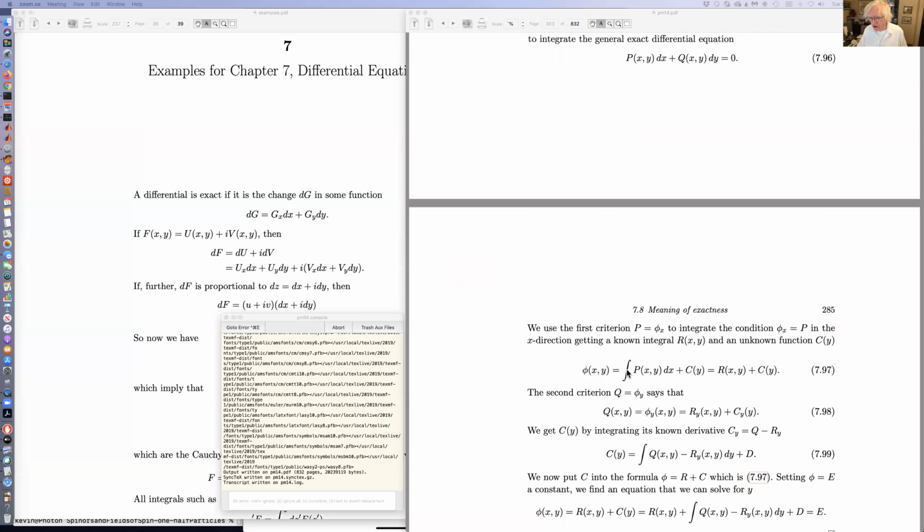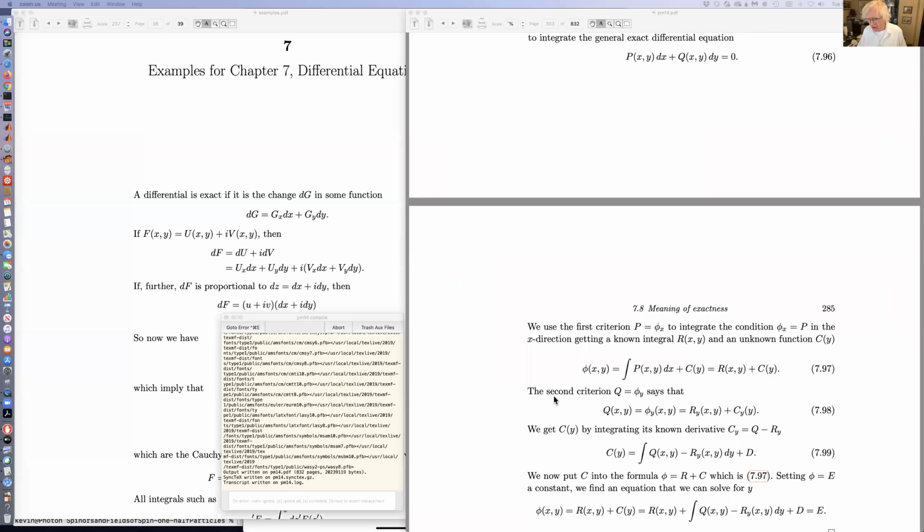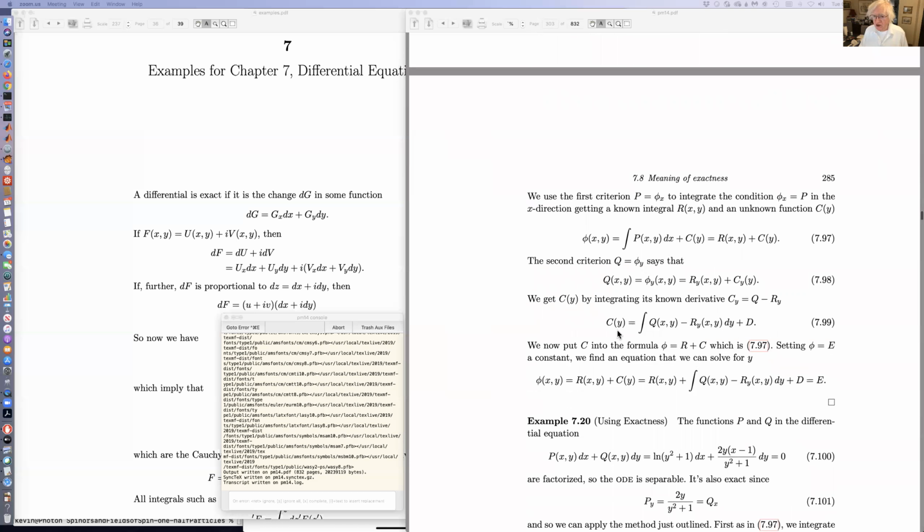We do that integral knowing what p is, and we get phi is equal to r, which we know, plus c, which is arbitrary. But then q, which we're given, we know that's the y derivative of phi, but that's the y derivative of r, which we now have, and then the y derivative of c, which we still don't understand. But we then have that the y derivative of c is q minus the y derivative of r, which we know. So we integrate what we know on y and then add a constant of integration. So now we have calculated c in terms of things that we know and an arbitrary constant.